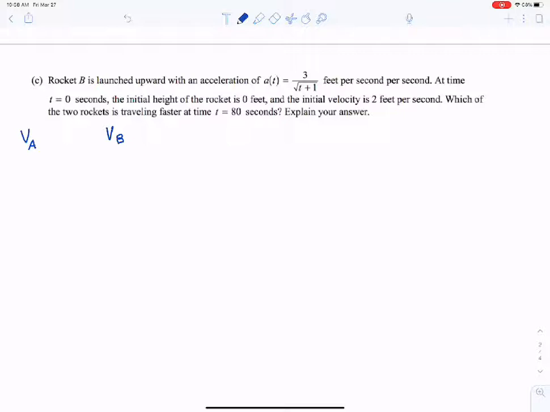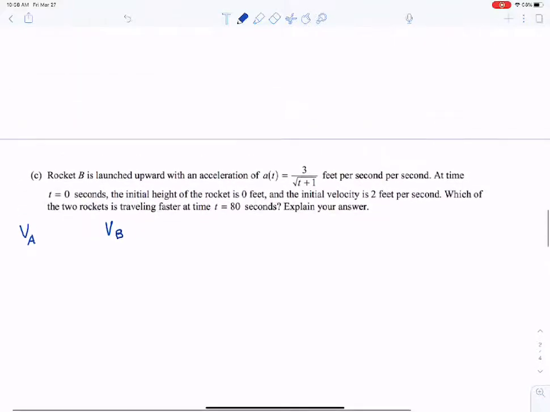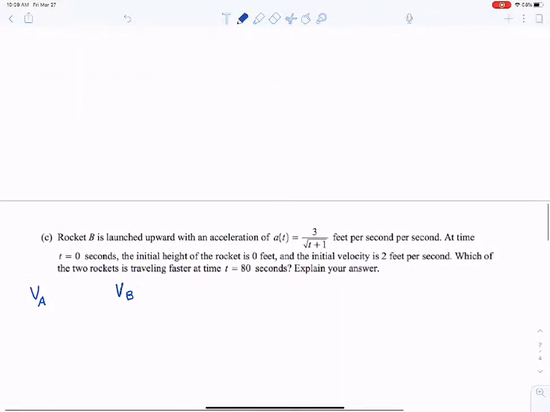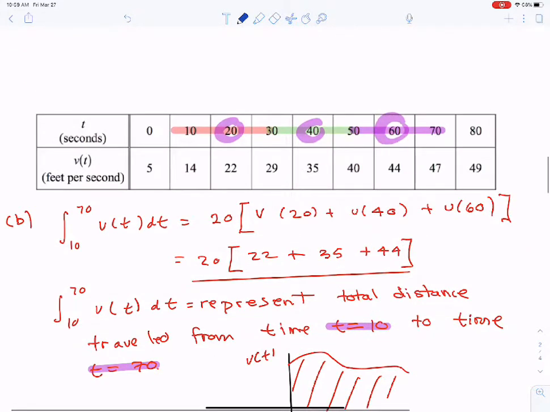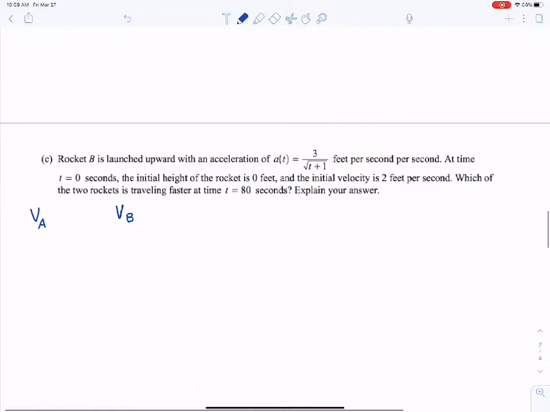So the first thing I'm going to need to do is go and find. We already know the velocity for rocket A. For rocket A, I'm going to go to my table real quick. For rocket A, at time 80, the velocity is 49. So at time 80, its velocity is 49 feet per second.